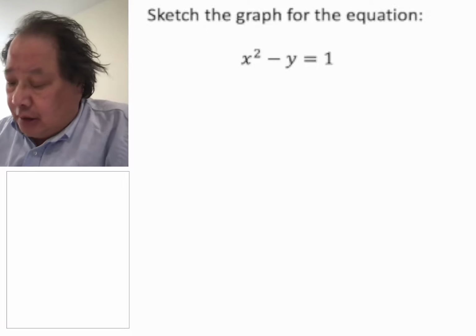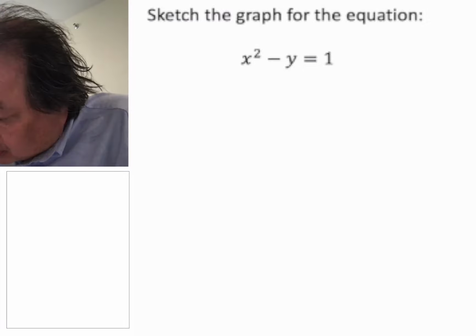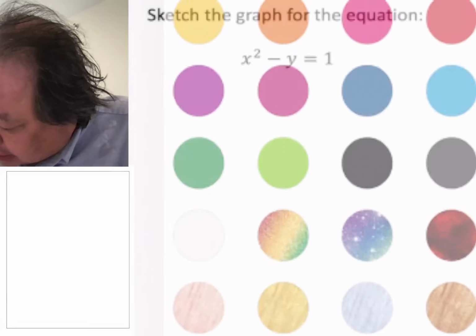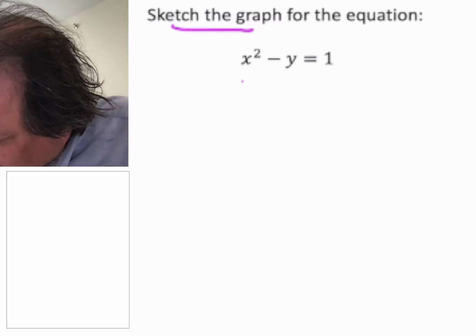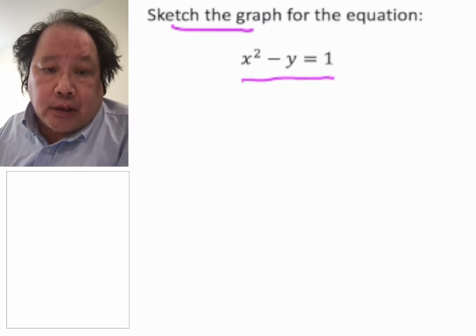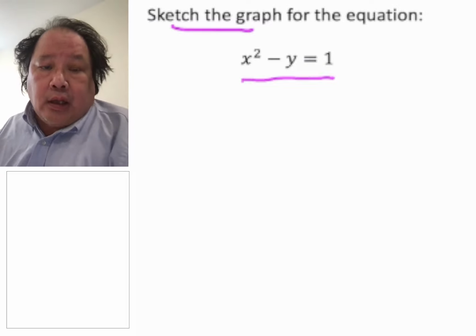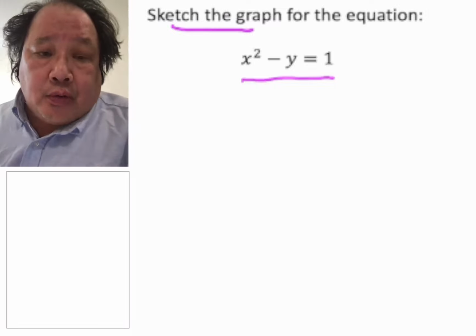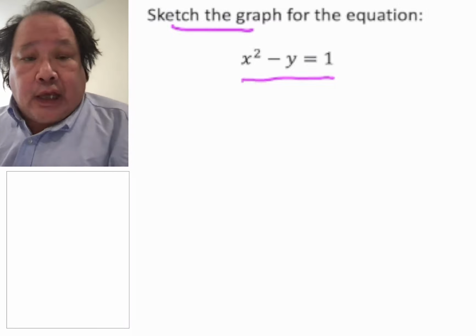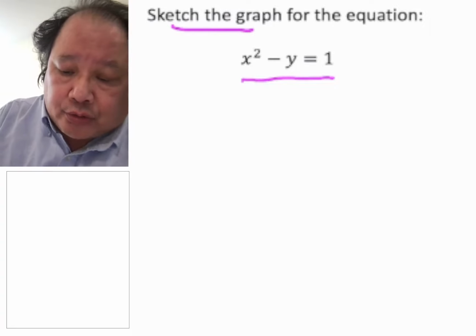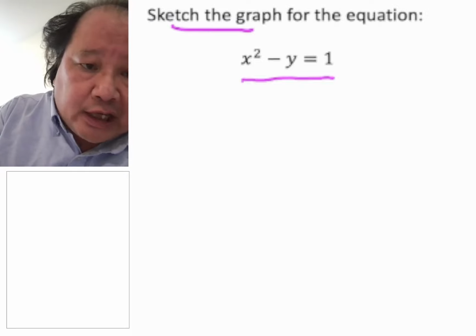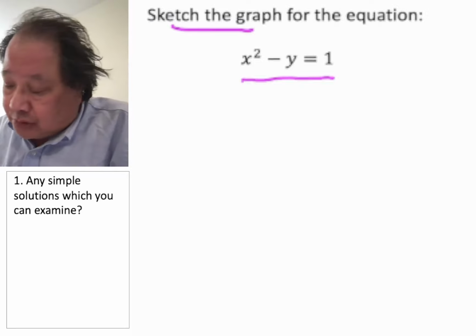Hi, in this video we are going to sketch the graph for the equation x squared minus y equals 1. And for an equation with simple numbers like x squared minus y equals 1, what I'd like to do is start off by seeing if I can just guess some simple answers.